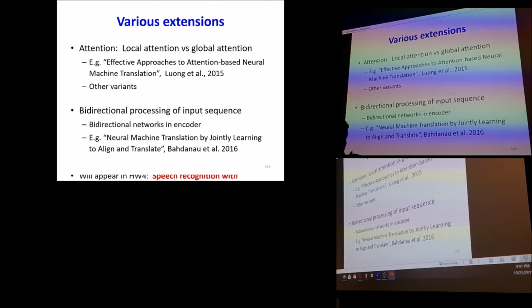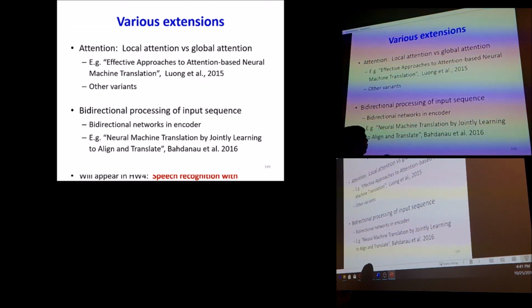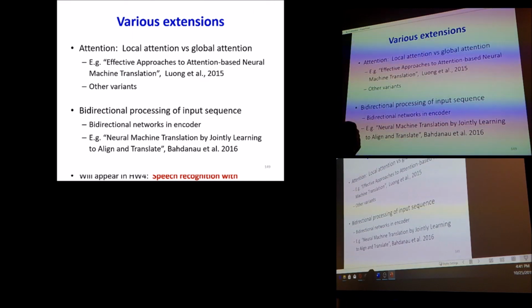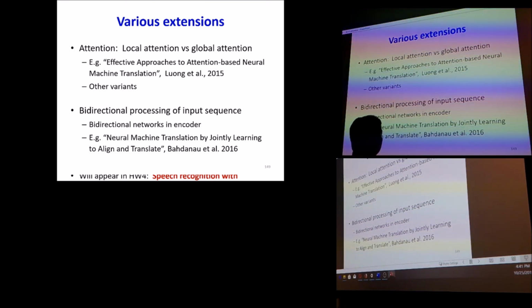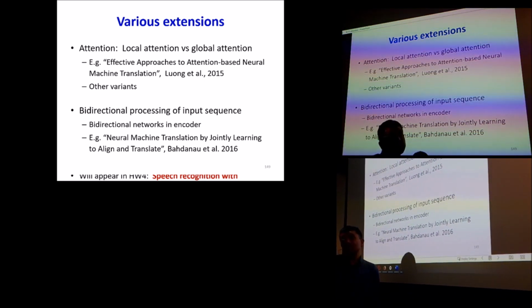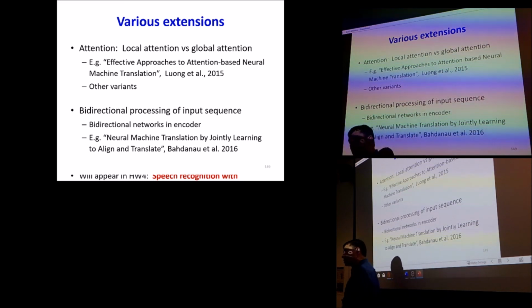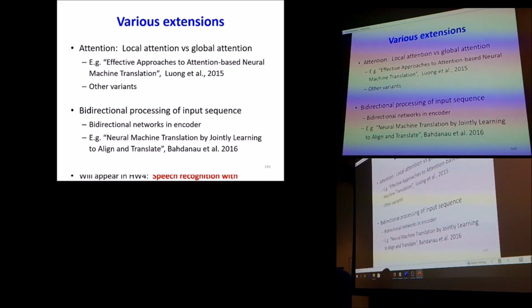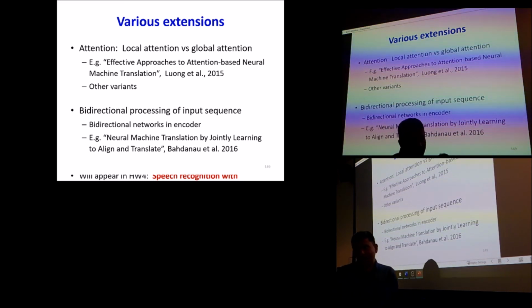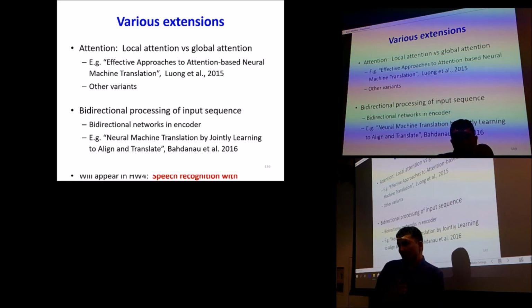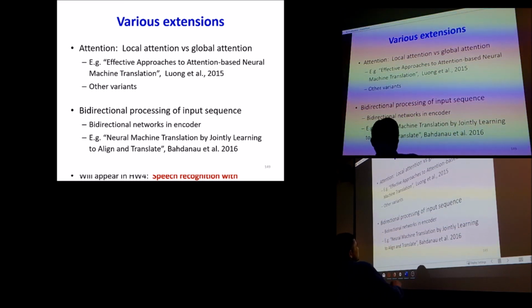There have been various extensions proposed to the model, things like local attention versus global attention. For instance, this paper by Wong et al. in 2015, and other variants. There's no necessity that the input must be processed left to right. Most commonly, the encoder is going to be processing the input both left to right and right to left. So you have bidirectional encoding of the inputs.